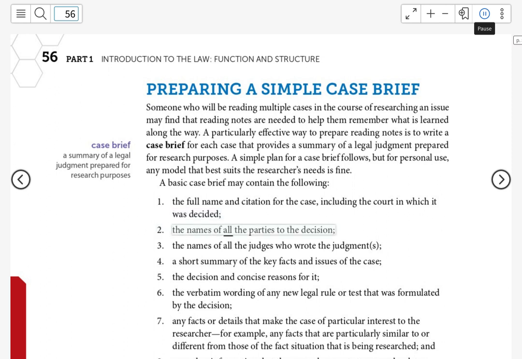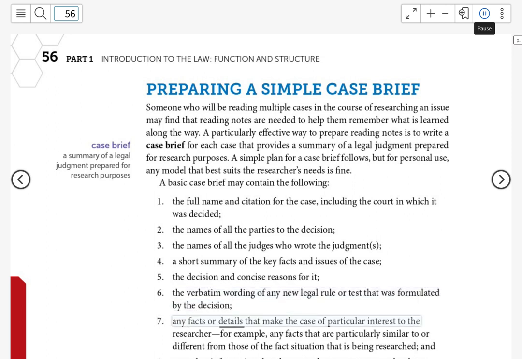2. The names of all the parties to the decision. 3. The names of all the judges who wrote the judgments. 4. A short summary of the key facts and issues of the case. 5. The decision and concise reasons for it. 6. The verbatim wording of any new legal rule or test that was formulated by the decision.